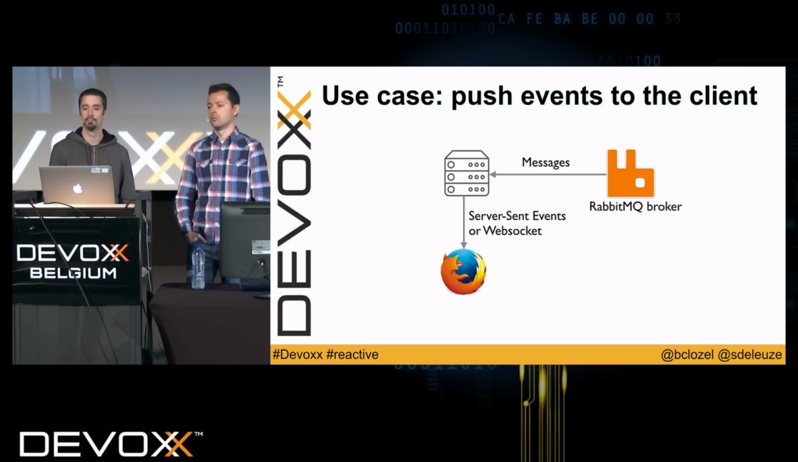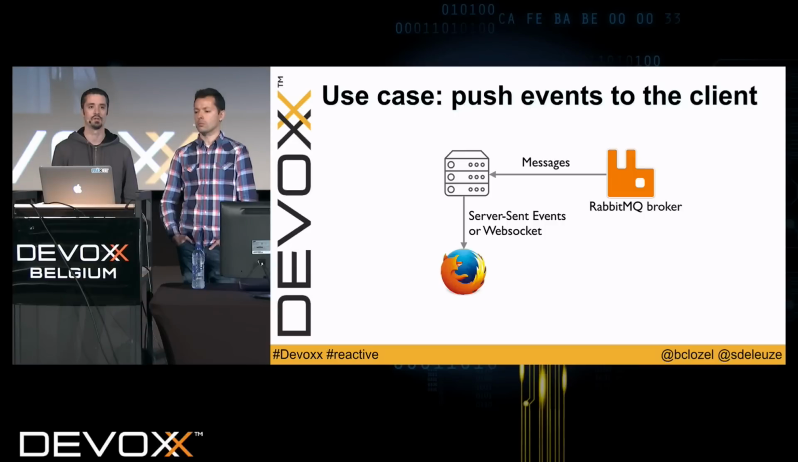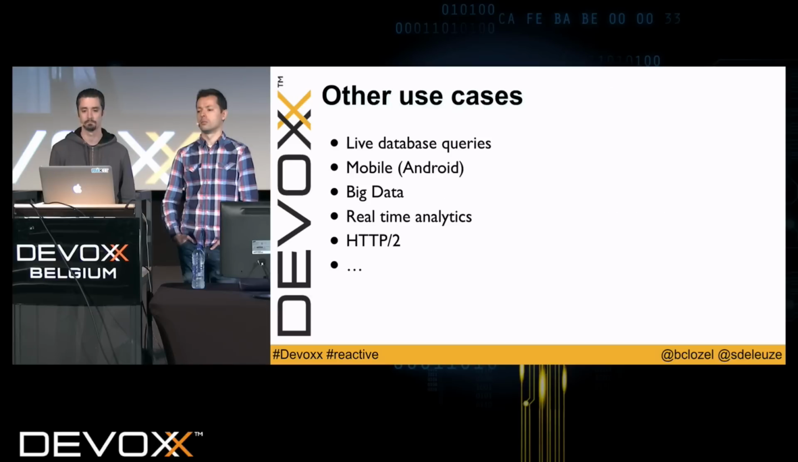Another use case is to push events to the clients. So you have an enterprise broker like RabbitMQ that emits some messages, and you want to push these messages to the browser thanks to server-sent events or WebSockets. Again, reactive APIs, which are event-based, are really well suited for such a push use case or for such bidirectional communication.